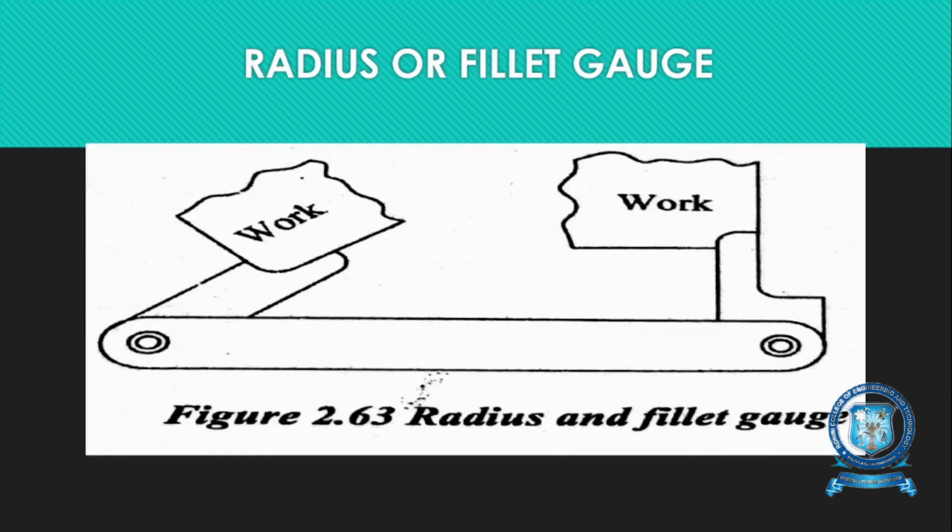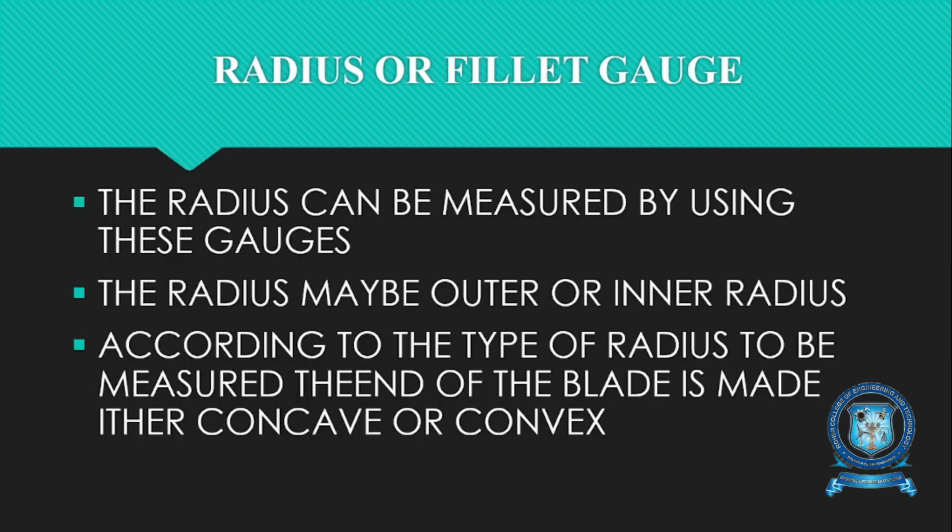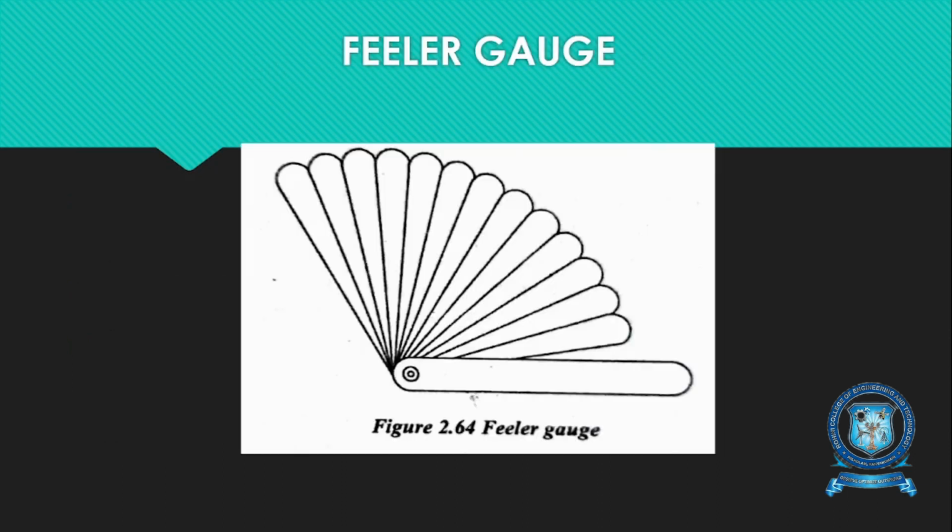So this is the radius and fillet gauge. The radius can be measured by using these gauges. The radius may be an outer or inner radius. According to the type of radius to be measured, the end of the blade is made either concave or convex. So next one is the feeler gauge.